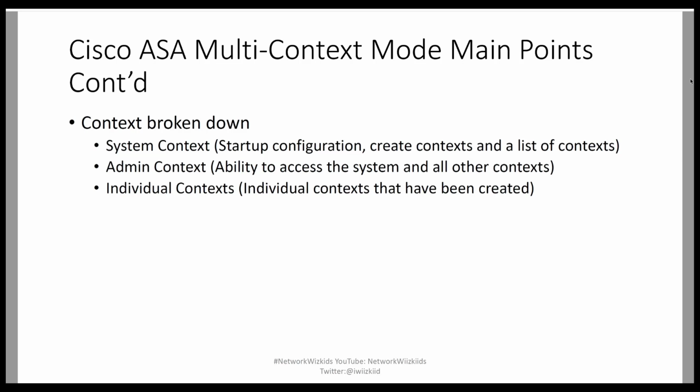This is the context that gives you the ability to access the Cisco ASA and all the other contexts configured on that ASA. And then you've got the individual contexts. These are the contexts that you create, let's say for instance the customer 1, customer 2 and customer 3 contexts. So these are the individual contexts that you can create.